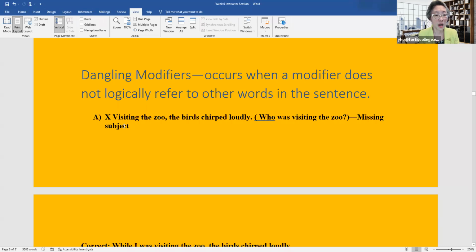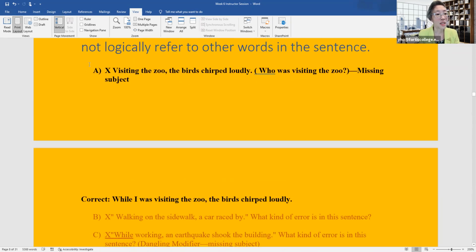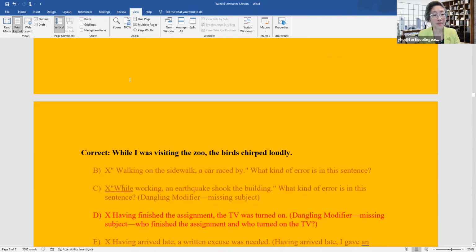A correct sentence would be: "While I was visiting the zoo, the birds chirped loudly." Therefore, "visiting the zoo" is missing a subject, which makes it a dangling modifier.